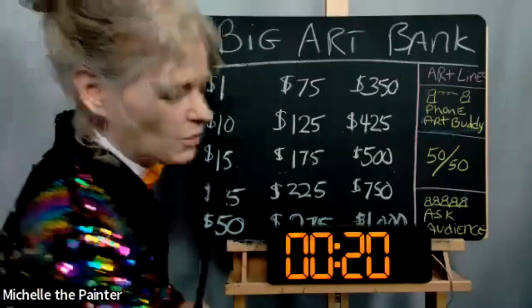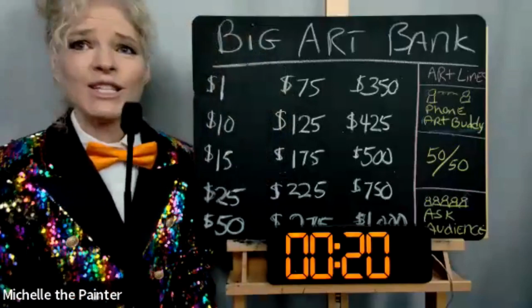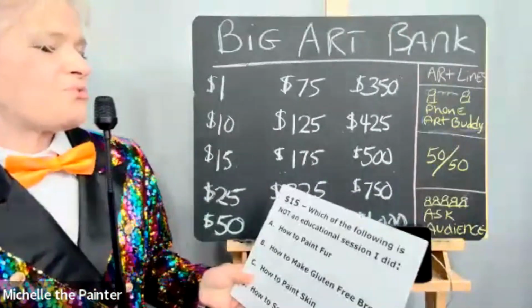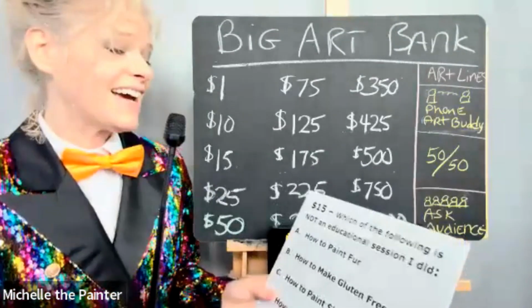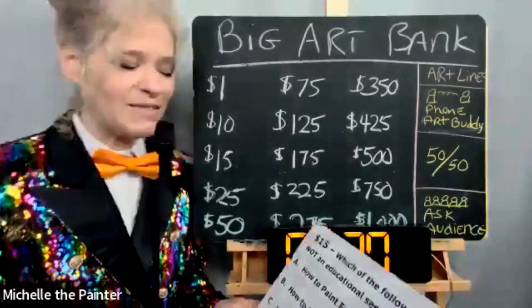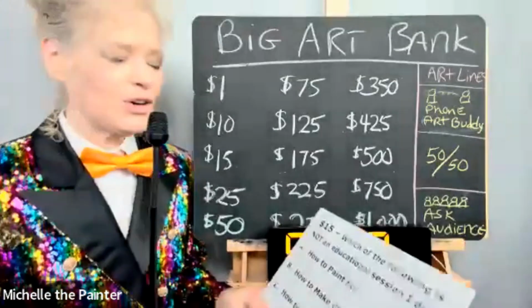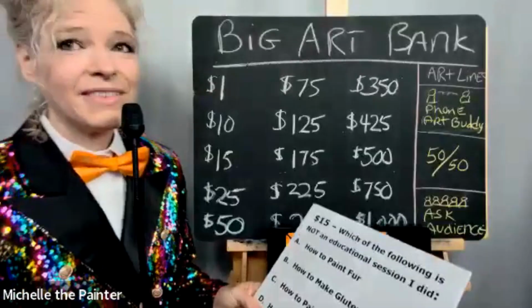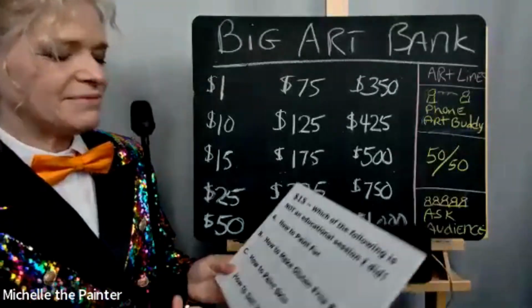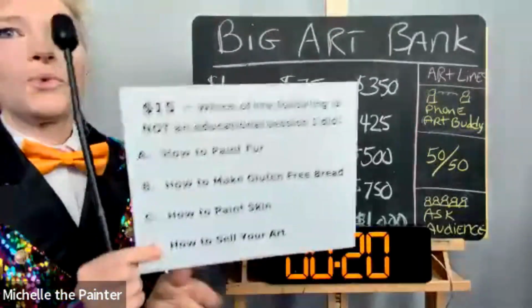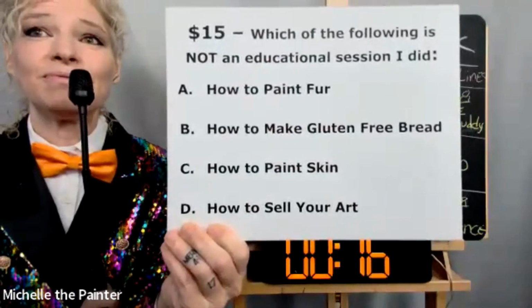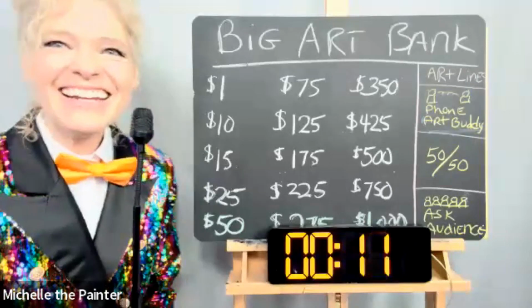Oh, yeah. So the next question is going to be worth $15. Which of the following is not an educational session that I've done? A, how to paint fur. B, how to make gluten-free bread. C, how to paint skin. Or D, how to sell your art. So which one, let me see, make sure I have the other thing in. Which one did I not do? B. You are correct.